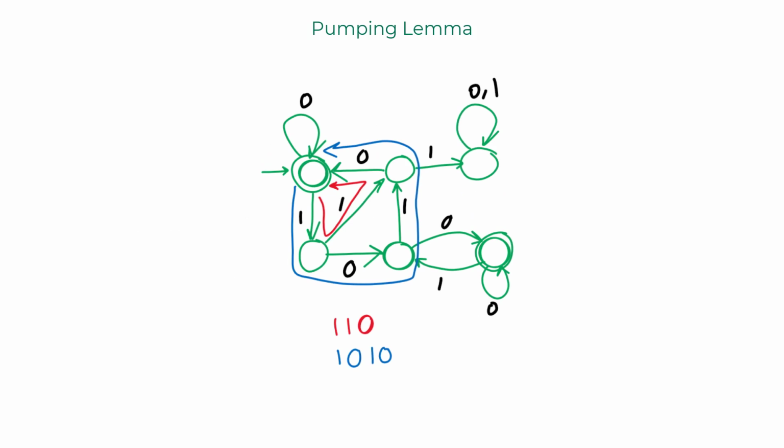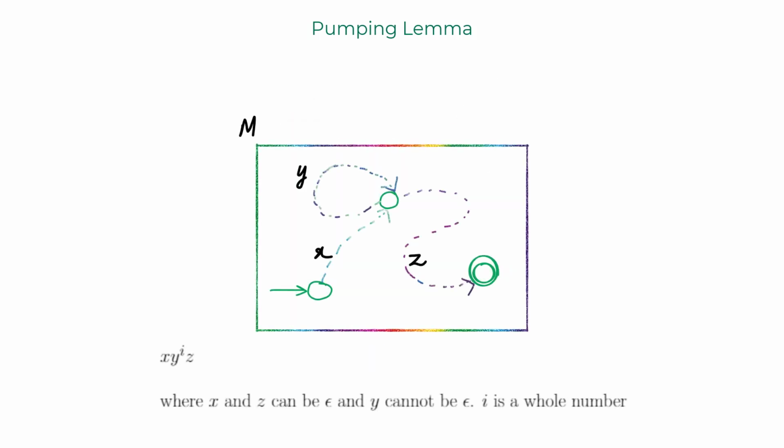Here is a DFA where we have a loop across several states. The strings that are being pumped in here are 110 as well as 1010. For a generic DFA, the xyz breakdown can be visualized this way. X and z could be the empty string, which is epsilon, meaning they can be completely absent. What cannot be epsilon is y. Y is the string that is pumped and the length of y should be at least 1.